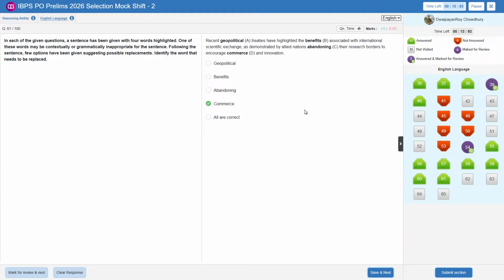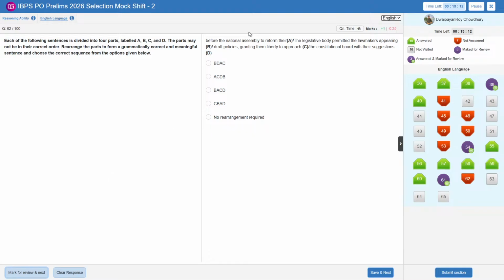I guess we are talking about scientific thing. So, I mean, yeah, commerce can also be a part of it, but it's have highlighted benefits associated with international scientific exchange. Very allied nation. Either commerce or all correct. Borders to encourage commerce. I guess commerce to innovation, it should have been like that and is being used. So the same kind of things or rather similar kind of things should have been there. So let's go with it.